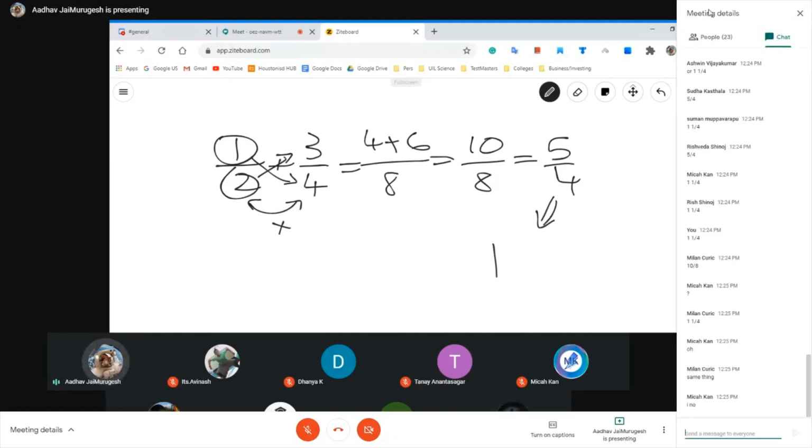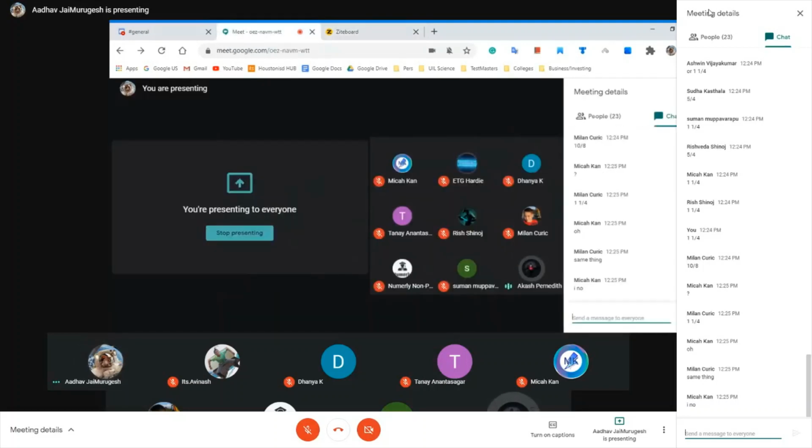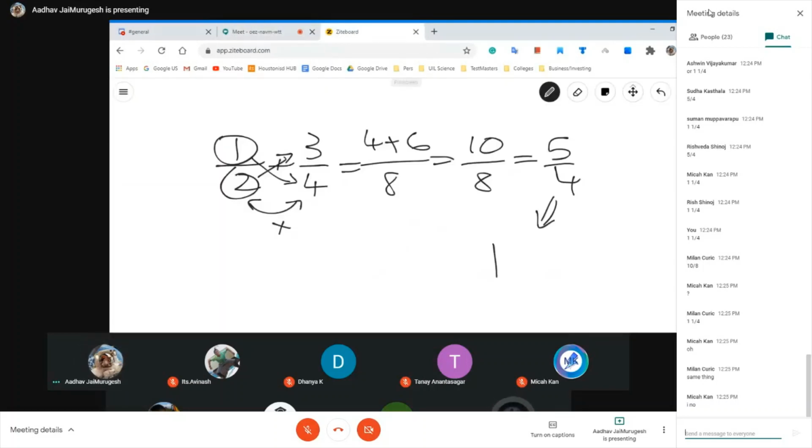Aadhav: Sorry, isn't the least common multiple for 2 and 4 equal to 4? Yes, it is 4. Let me see, did I do anything wrong? You multiply 2 times 4 to get 8, but the LCM of 2 and 4 is 4.